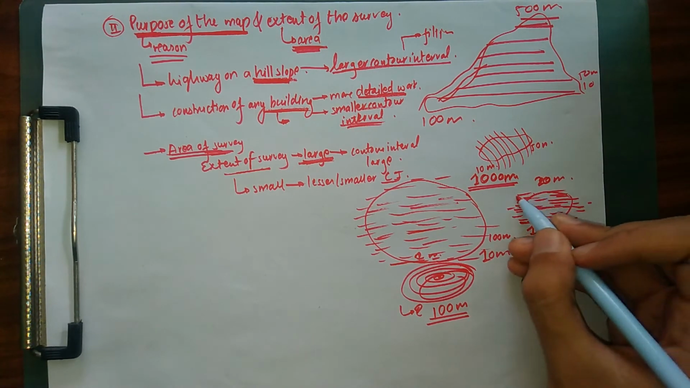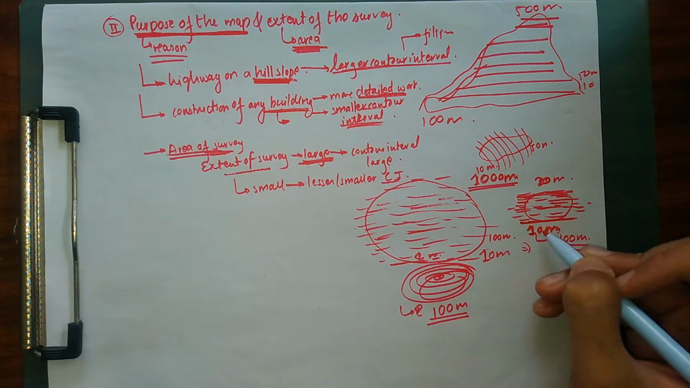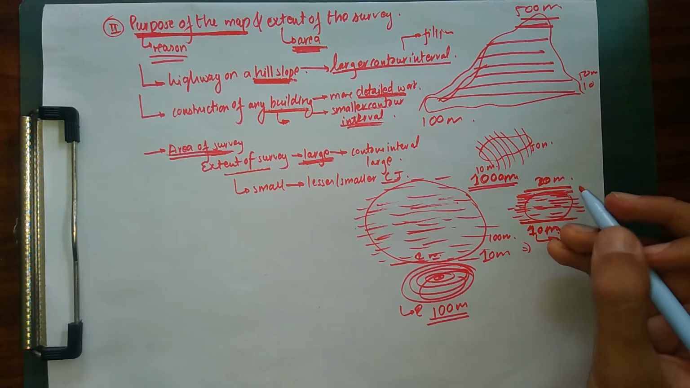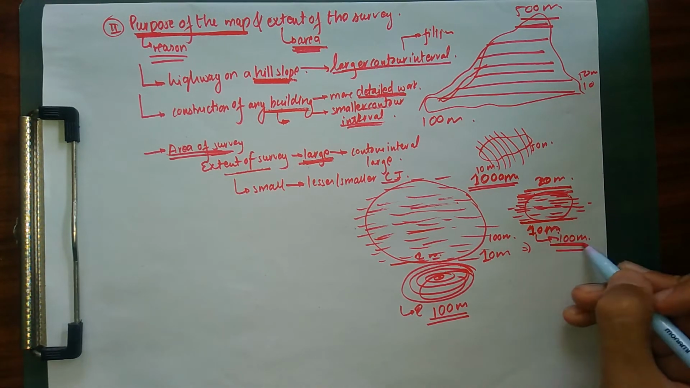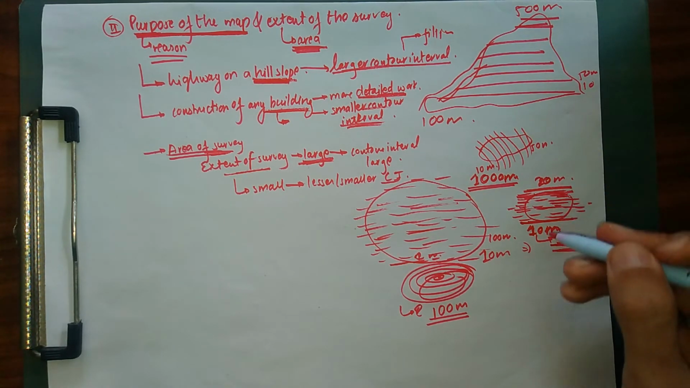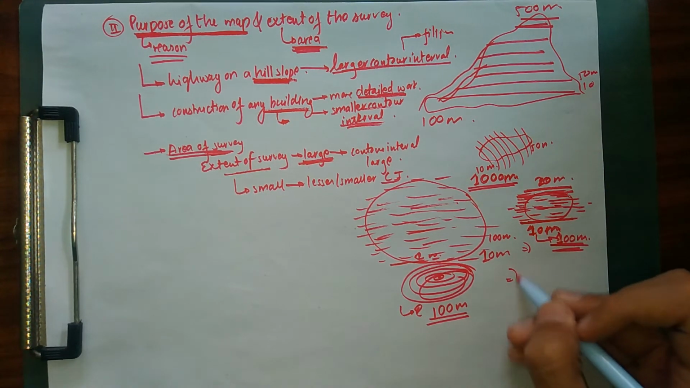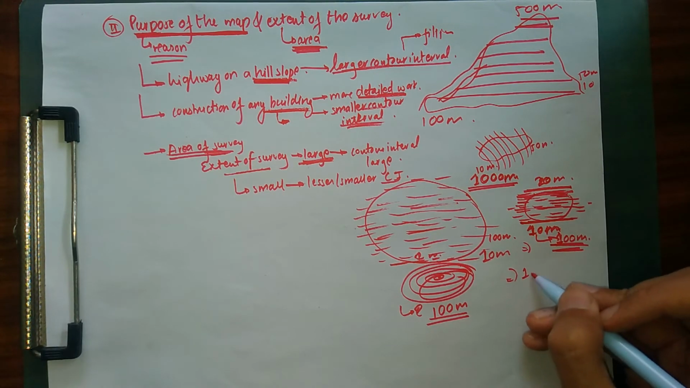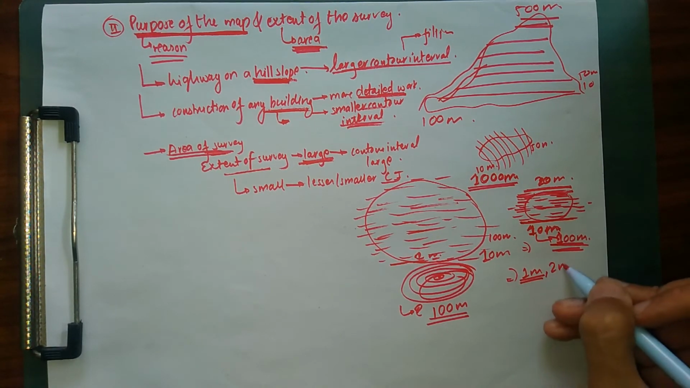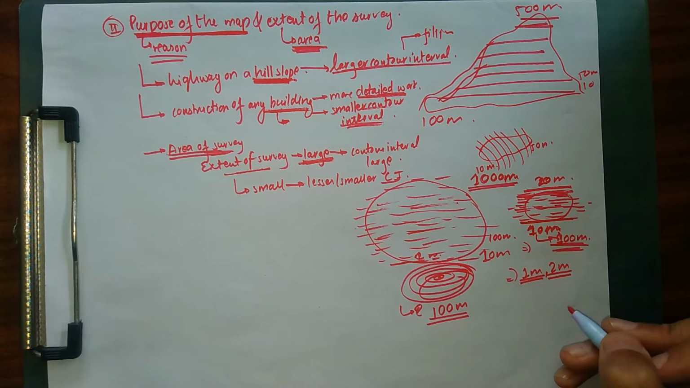But in this case, which covers 10 meters to 20 meters, I cannot use a contour interval of 100 meters at all, because there is no vertical difference of 100 meters. And if I use, let's say, a smaller contour interval of 1 meter or 2 meters, I'm going to get an exact idea of my contour.